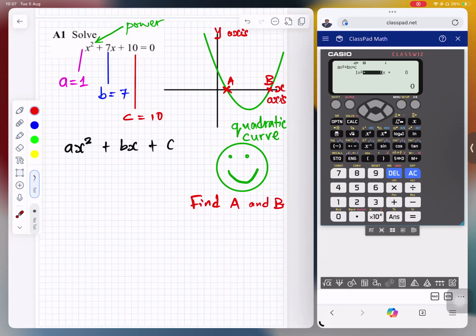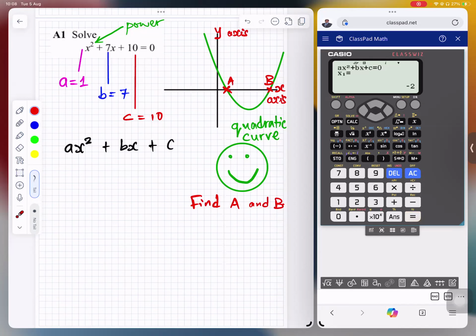And the number in front of x is 7, so you press 7 and press equals. Let me know when you've done those two. Done it. And the number without x, which is c, is 10. In this case it is plus 10, so we just type 10. If it was minus 10, we would put minus and 10. So put 1, 0 for 10 and press equals, and then press equals again.